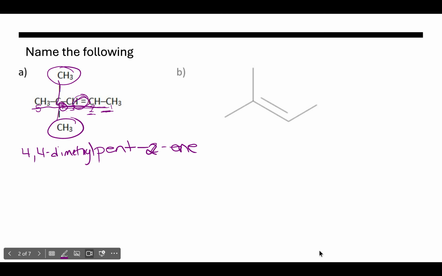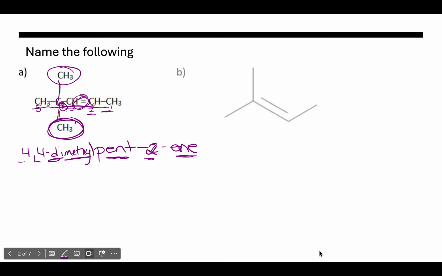So this is number 2. So going through 4, you have to have both of those numbers to say that you're placing 2 methyl groups. You use the prefix di because there's 2 of them, and then methyl because this is just CH3. And then pent being the 5 carbons, 2 showing where the double bond is, ene meaning there is a double bond. So that's 4,4-dimethylpent-2-ene is the full name.